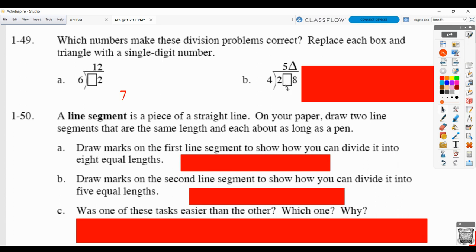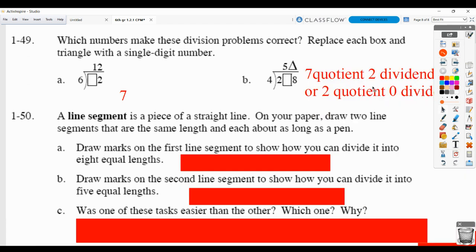This one's a little bit trickier. We're looking for the tens digit, and we're also looking for the ones digit in the quotient. So there's actually 2 possible answers. You could have a 2 in the dividend, so it'd be 228 divided by 4, giving you 57. So the 7 would be in the quotient or the triangle spot. Or you could have a 0 in the tens place in the dividend. So 208 divided by 4, giving you 52. 2 would be in the triangle spot or in the quotient.